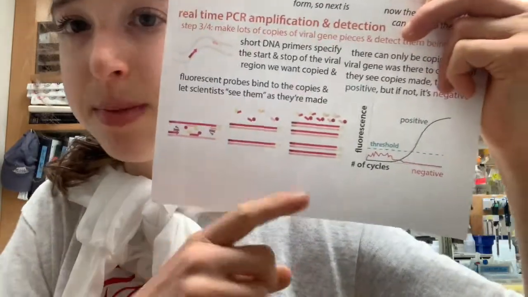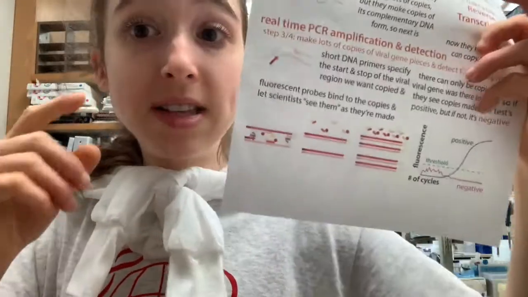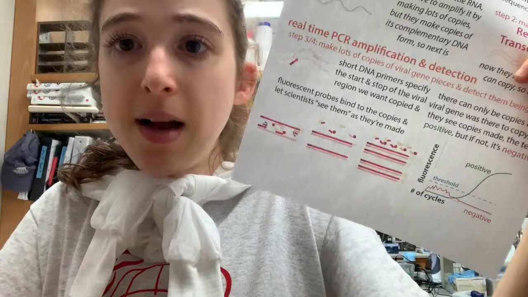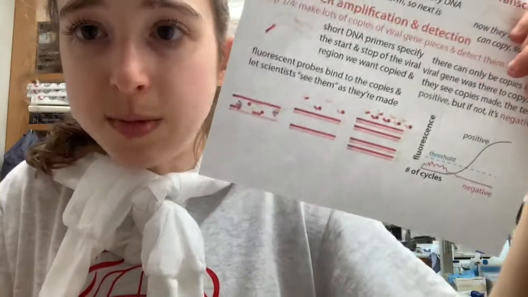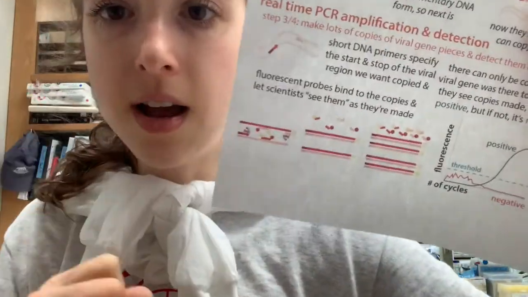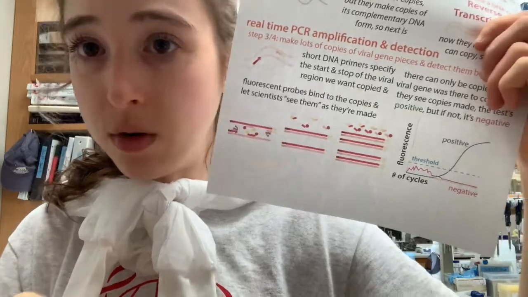This baseline threshold, as we'll talk about in a minute. But basically, we need a way to detect that DNA, because we're making lots of copies of it, but we can't see it, right? It's invisible, at least to our eyes. And so we need to make it visible.